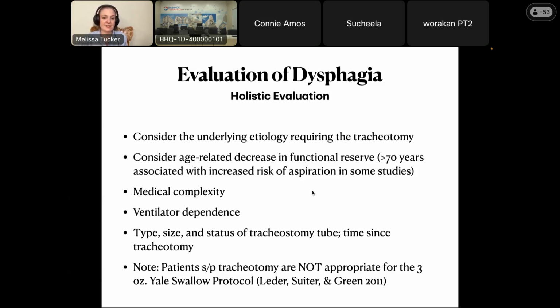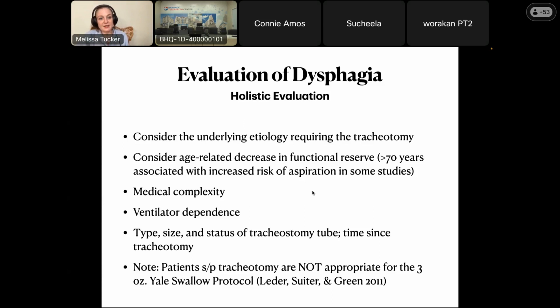We want to consider their underlying medical complexity, so their respiratory status, their ability to ambulate, their ability to feed themselves and do their own oral care. And we want to consider how fragile their lungs are. Are these patients able to tolerate aspiration, trace amounts of aspiration? So it's looking at the whole picture of the patient. Of course, ventilator dependence or not is an important factor.